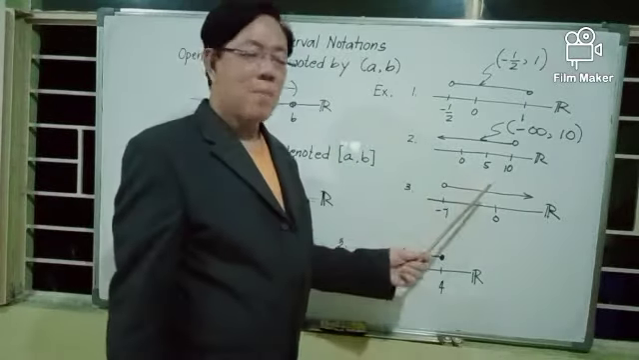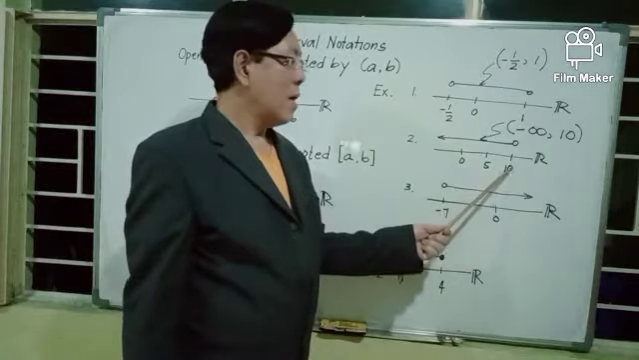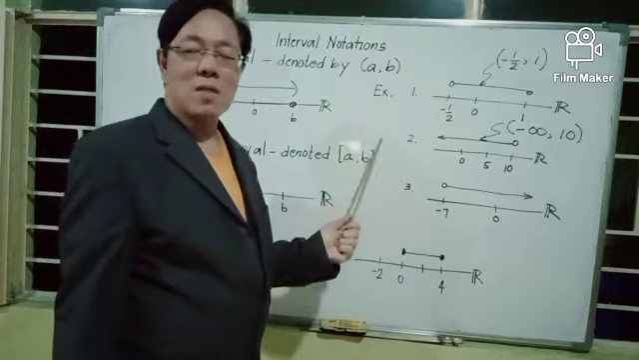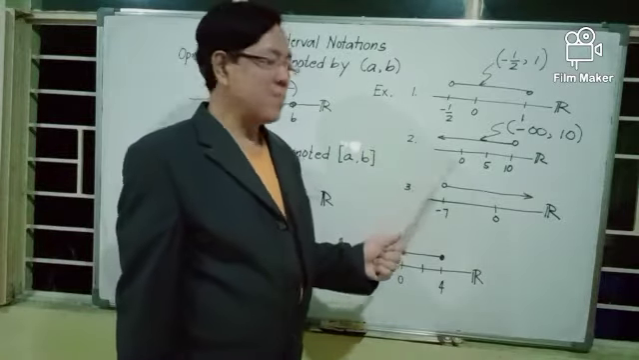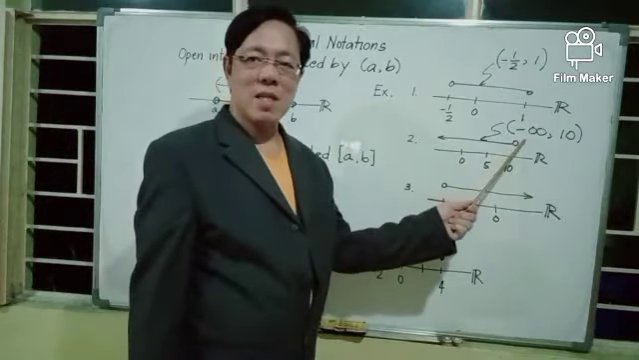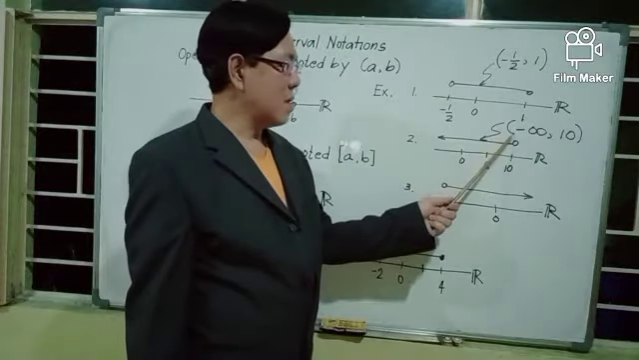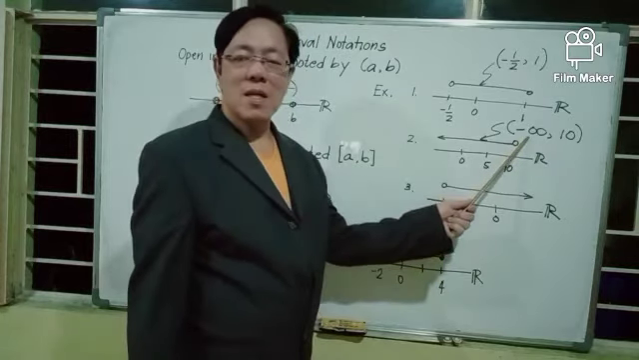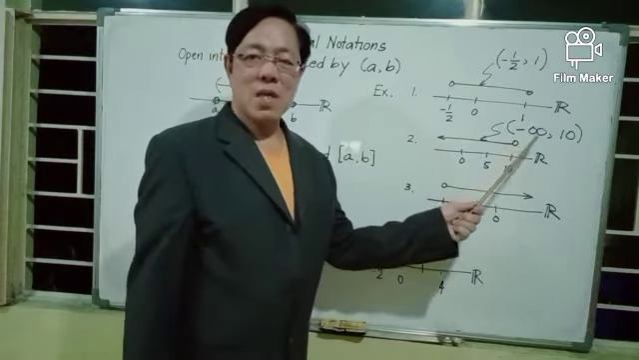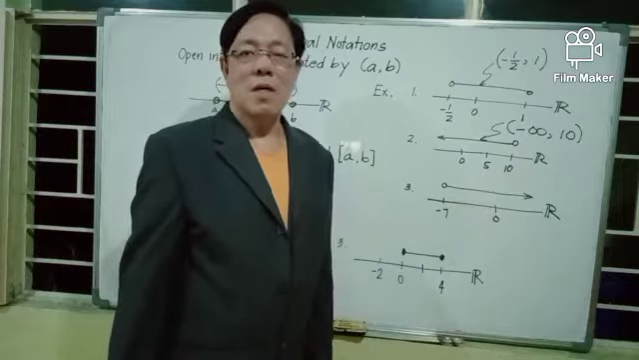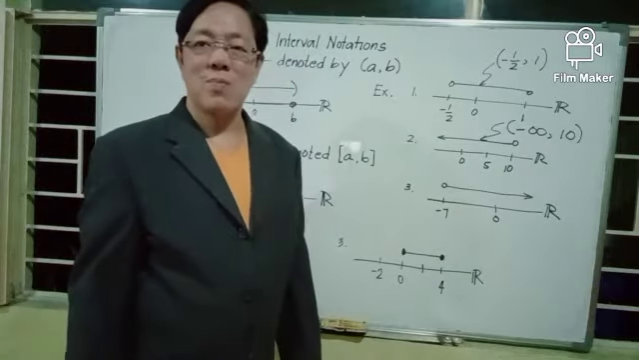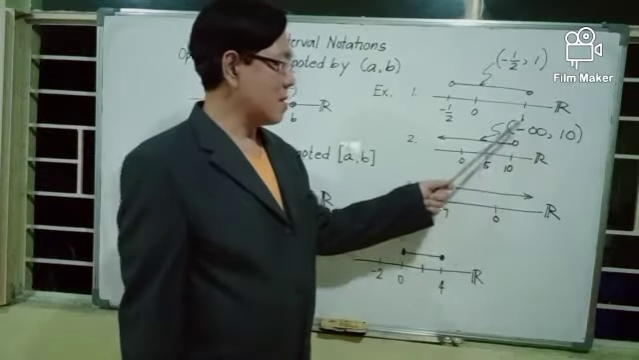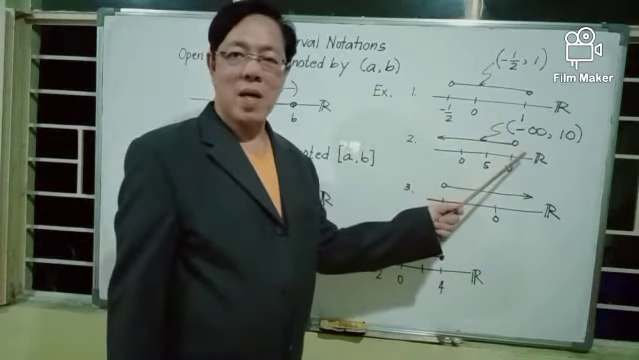The set of real numbers from 10 and all the real numbers less than 10, up to the very small negative real number denoted by negative infinity, is the open interval from negative infinity to 10. Because negative infinity is not a real number, it is only a symbol that represents a very small real number. Negative infinity is not included in the set, as indicated by this open parenthesis.